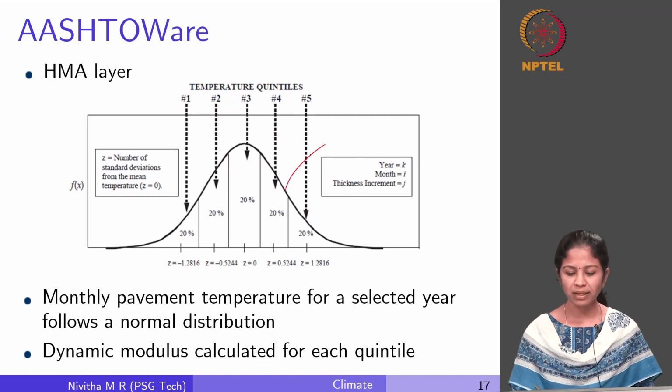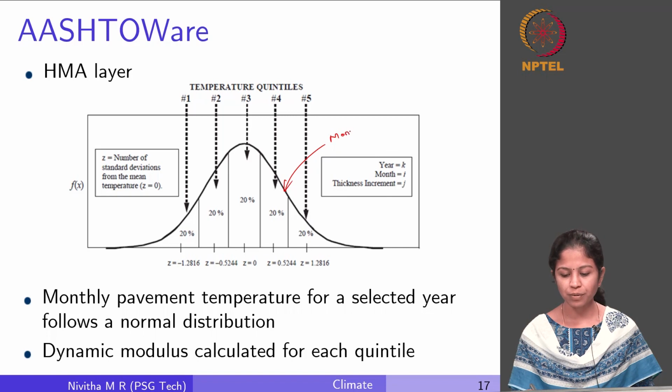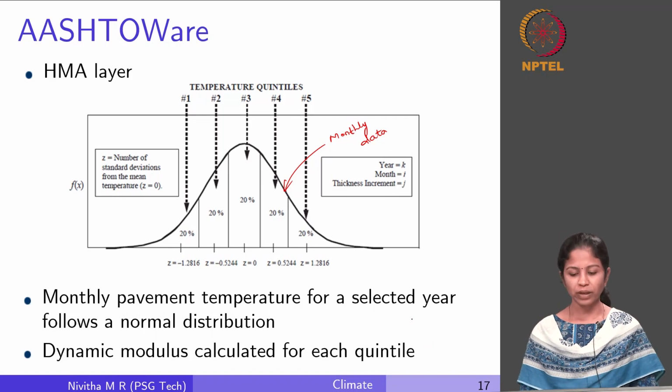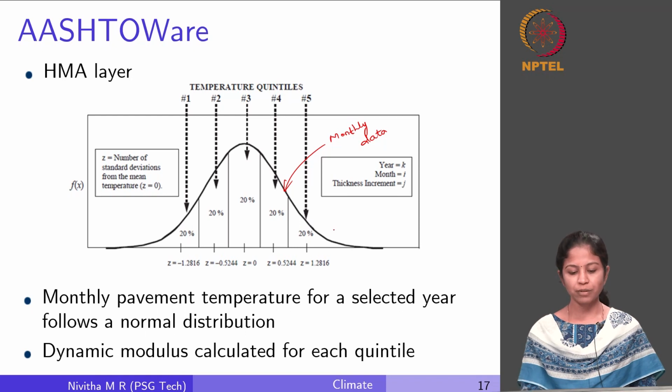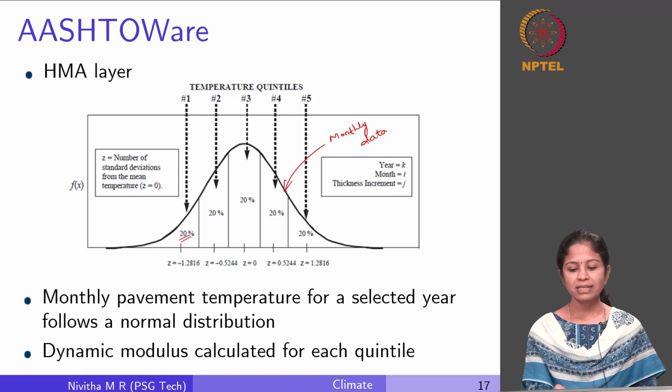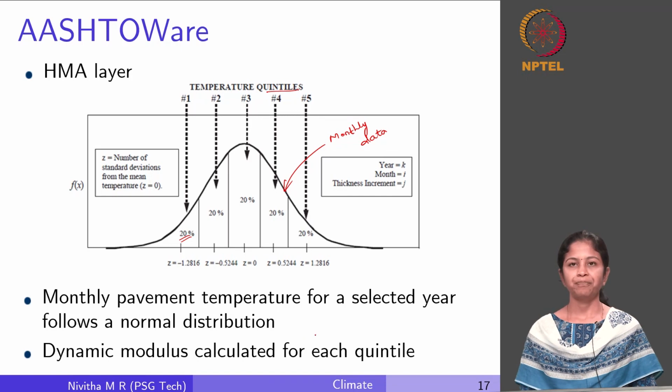So this is for monthly data. This kind of distribution is fit for the data collected for every month, okay. So for this monthly pavement temperature data, a distribution is fit and it is divided into 5 equal portions, each representing 20% of the data. They are called temperature quintiles, okay.